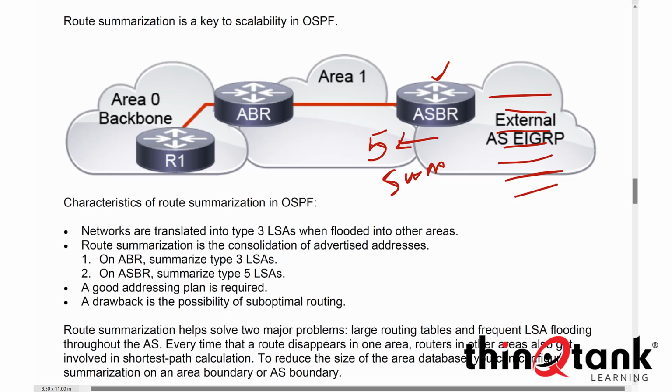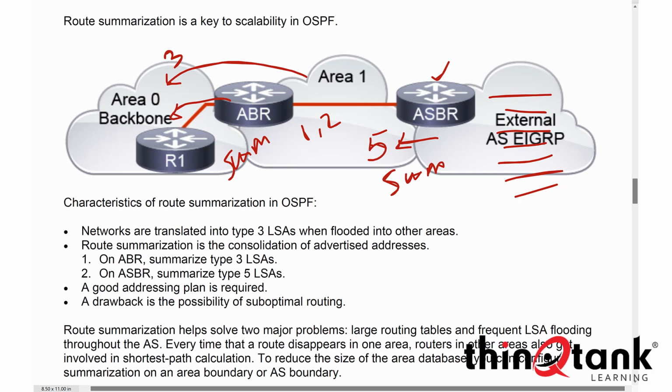All right. In area 1, we're going to have, of course, our type 1s, most likely some type 2s as well. Those are intra-area LSA types. Well, those are ultimately going to be sent into the backbone area as type 3s. So again, we can summarize those type 1s and type 2s on our ABR into our backbone.